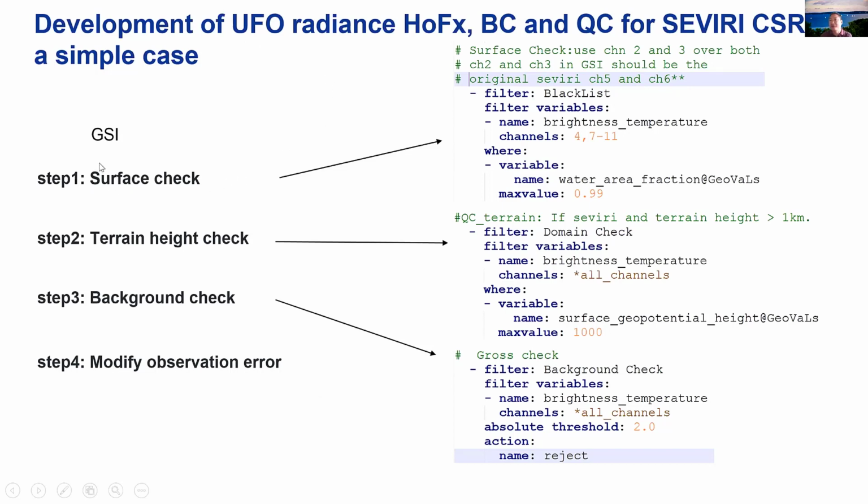So what is in the UFO for the severity QC? Here the first tab is the GSI surface check. We could blacklist some channels, and only use some channels over water, over open ocean, like this. And for the terrain height, here we are using a domain check: the terrain height must be less than 1,000 meters. And also the background check, using the absolute value of 2K.